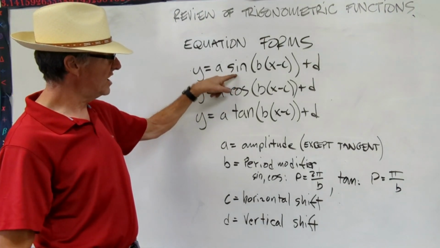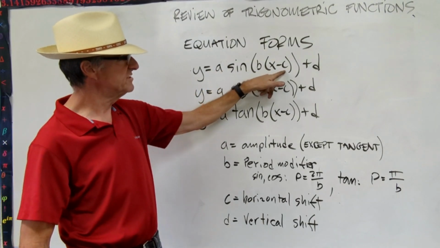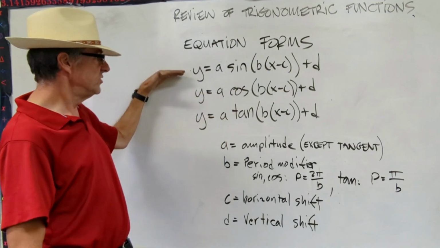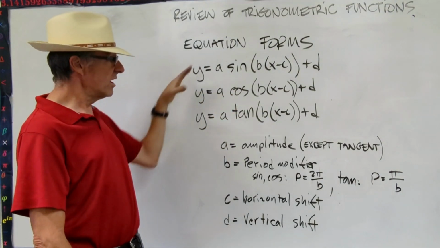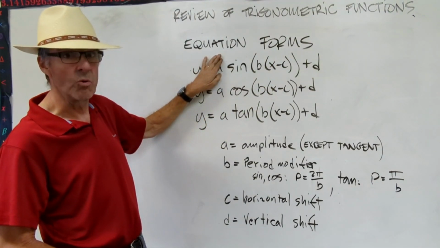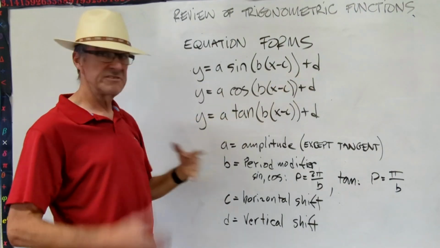I just substitute sine, cosine, and tangent. So we have a sine b times x minus c plus d, and we just substitute in cosine and tangent. When you see equations written out, they are in this form. If you don't see a number in front of the sine, that means it's a 1. If you don't see a number for the d, that means it's a 0. Okay, so things like that.